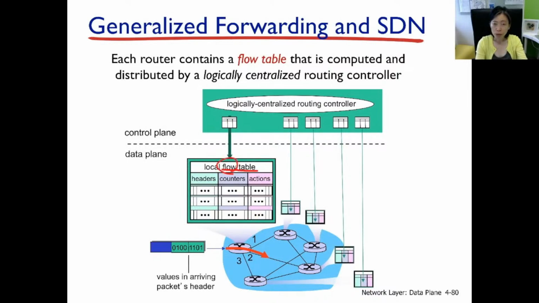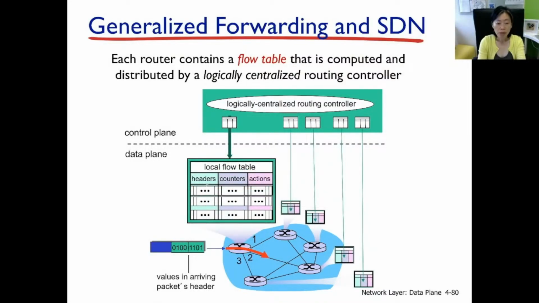By flow, SDN is referring to each of these entries, each row in the table. That is, if packets coming into this router match a particular header combination and therefore take the same action, they belong to the same flow. So each row here is a flow. We have a table of many flows, in a sense.